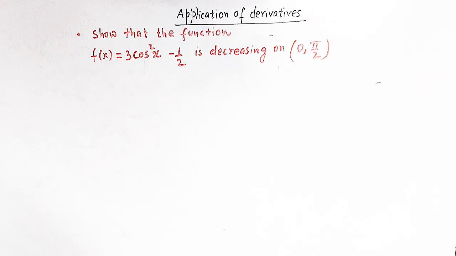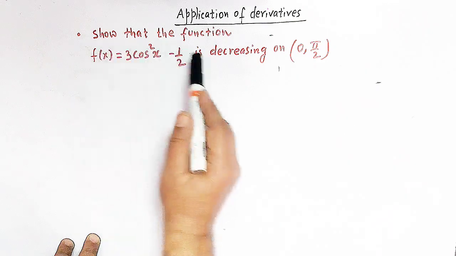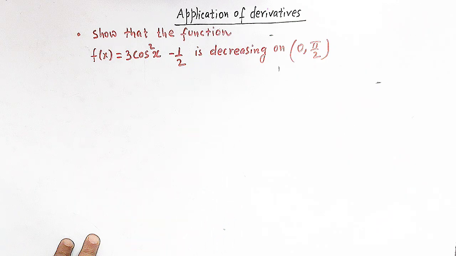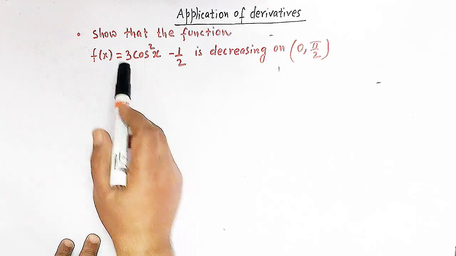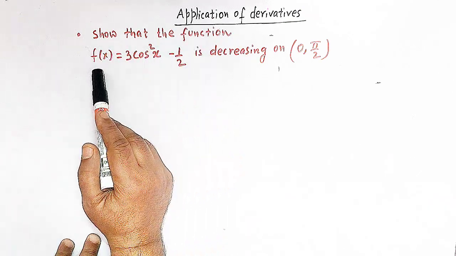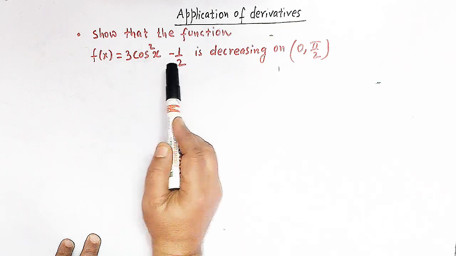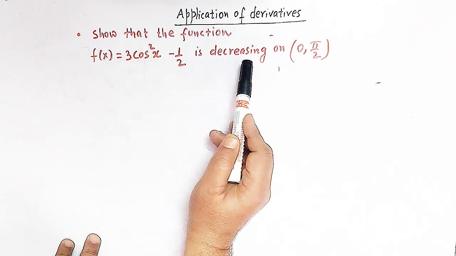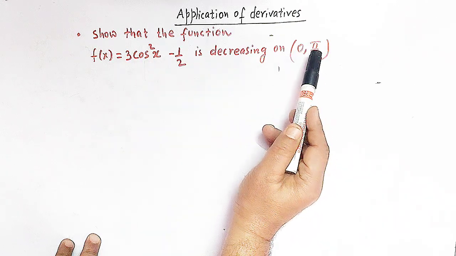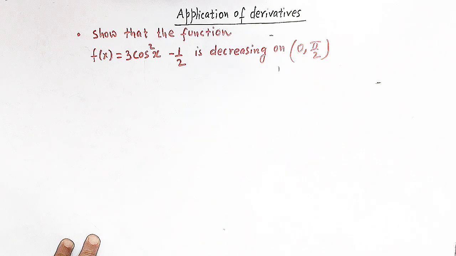Hello viewers, in today's session we are going to discuss another important problem from application of derivatives. This problem is related to the concept of increasing and decreasing functions. Here we have to show that the function f of x equal to 3 times cos square x minus half is decreasing on the interval 0 to pi by 2.